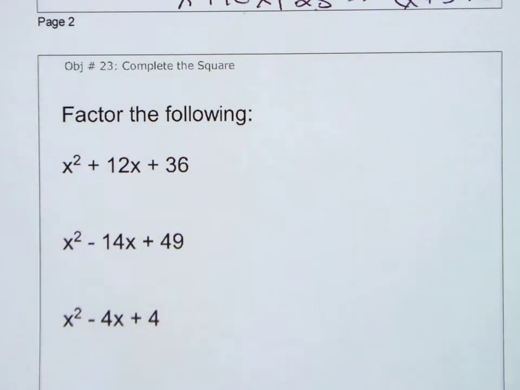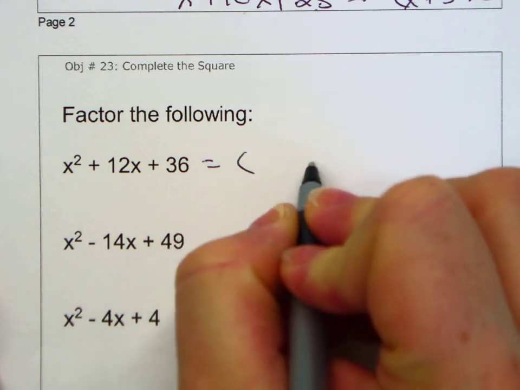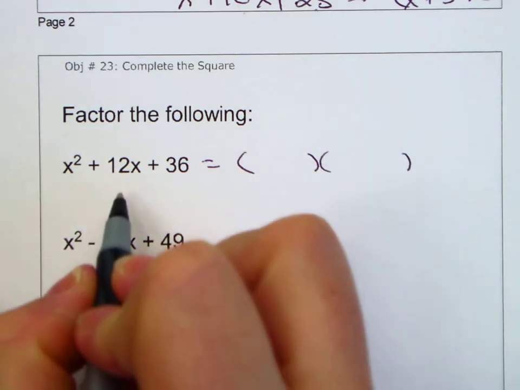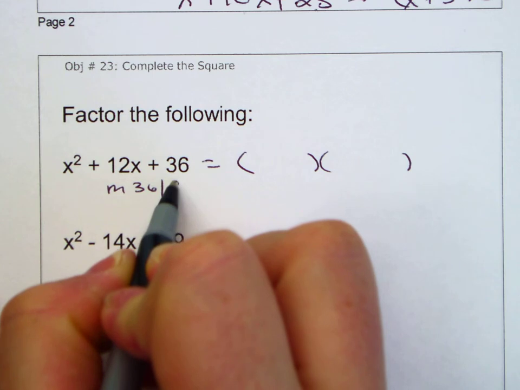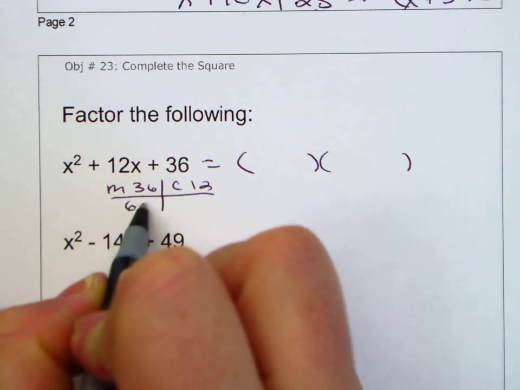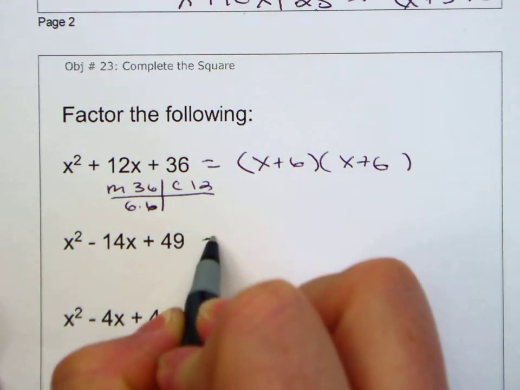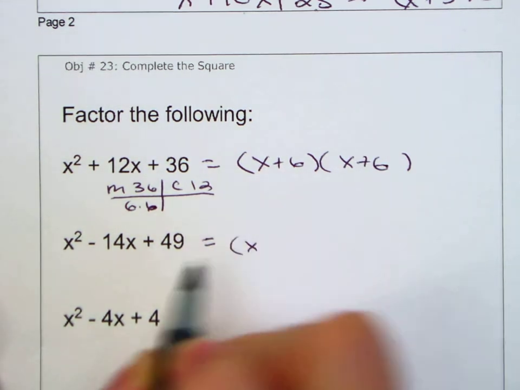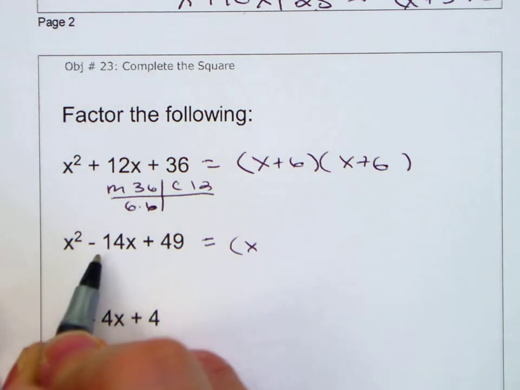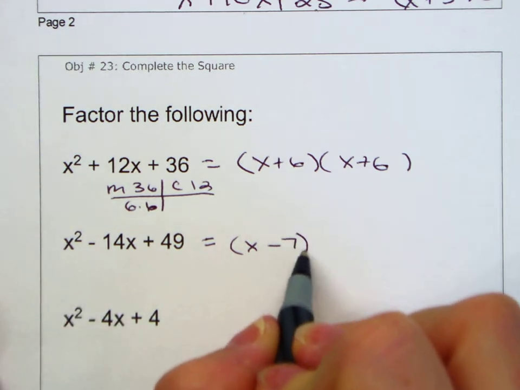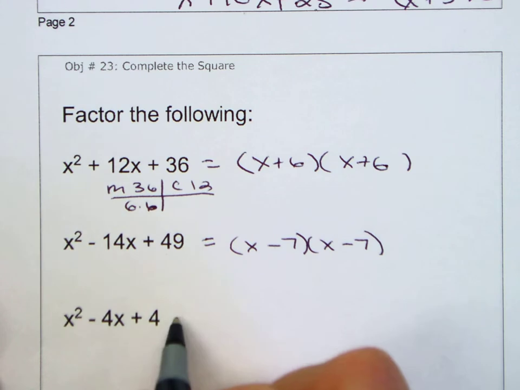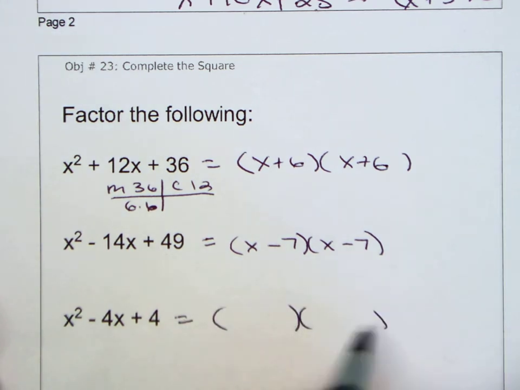Okay. All right. So now take a few minutes, pause the video, and factor those. Right? If you make an MC chart, these are all perfect square trinomials. Okay. What multiplies to 36 and combines to 12? 6 and 6. X plus 6, x plus 6. How about this one? What multiplies to 49? 7 and 7. Notice the middle term is negative. Minus 7, minus 7. And finally, what multiplies to 4? X minus 2, x minus 2.